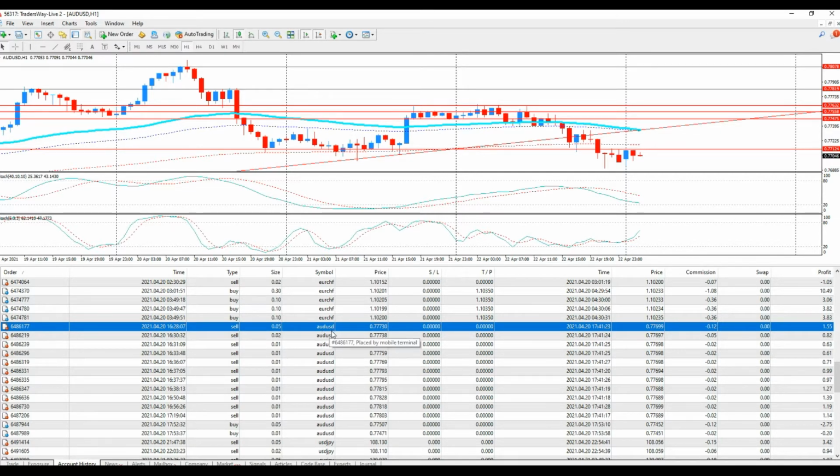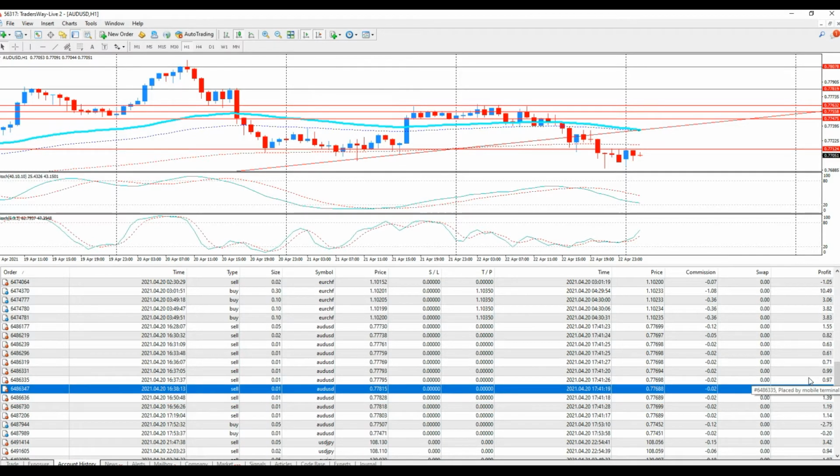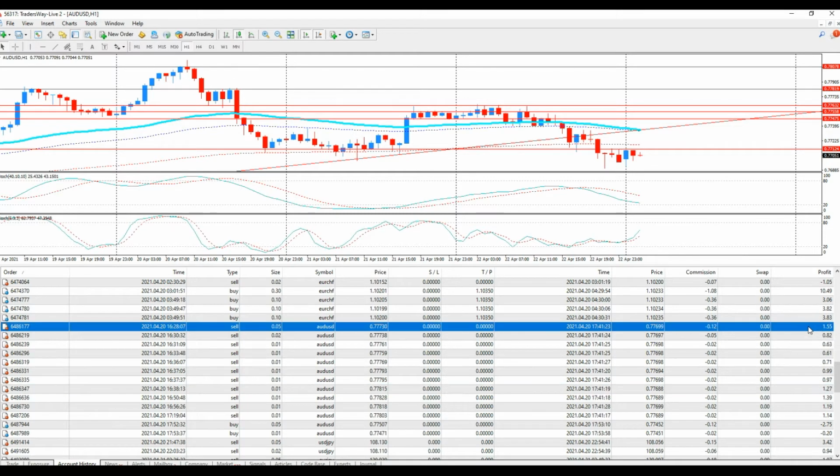So AUD USD turned out pretty well for us. As you can see, even though this is scattered, you can see these add up: 1, 2, 3, 4, 5, 6, 7, 8, 9, 10, 11. So we grabbed about 11 pips or so. I'm sorry, $11 or so off of this collection of trades.